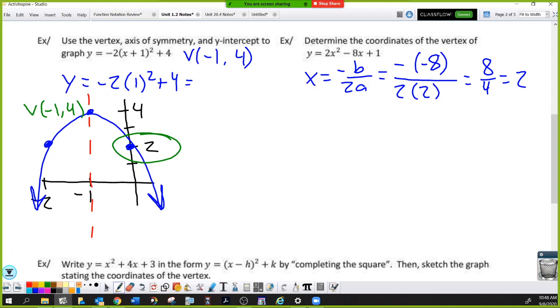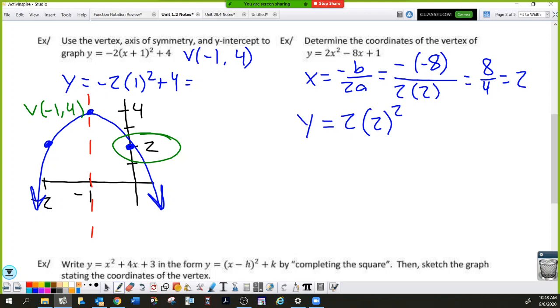So our vertex is not complete until we plug in that x equals 2. So the y value is going to be 2 times 2 squared minus 8 times 2 plus 1, -7. Yep. So our vertex is at +2, -7.